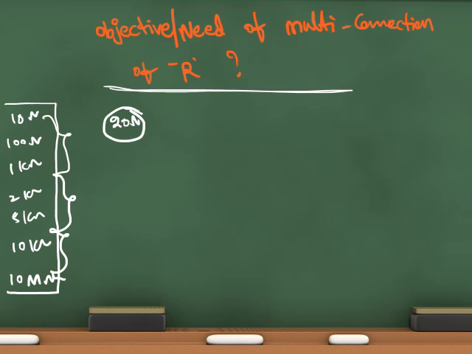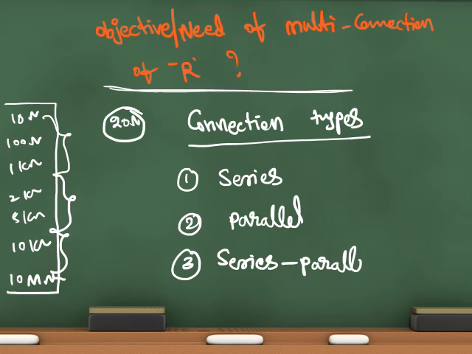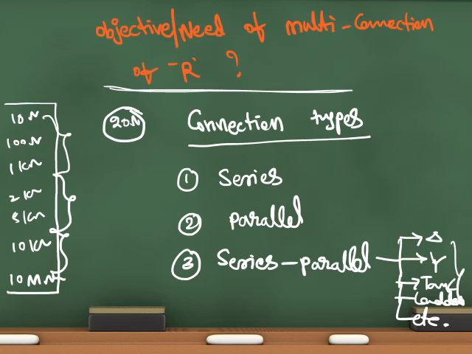So that's why we need to study, analyze and understand the multiple connections of resistors. And those connection types will be three types: first series, then parallel, and series-parallel. In series-parallel, we will have again delta, star, and tank, and ladder. So these many types of networks will be there, etc. So we have to discuss these connection types one by one.